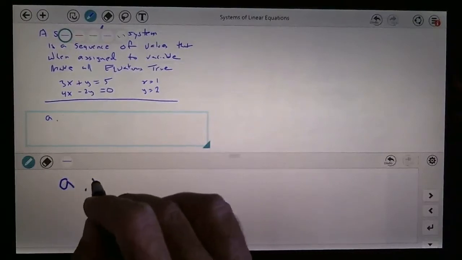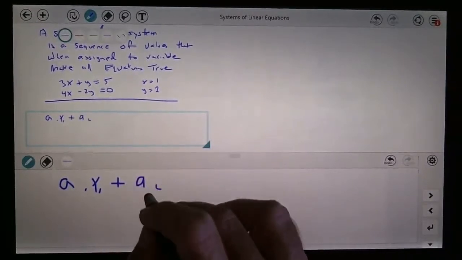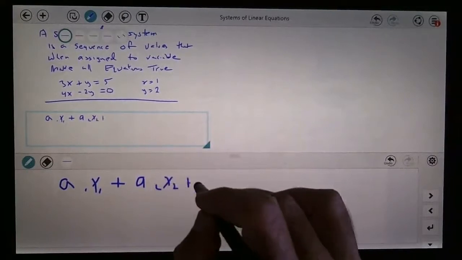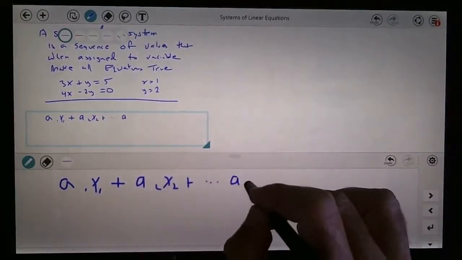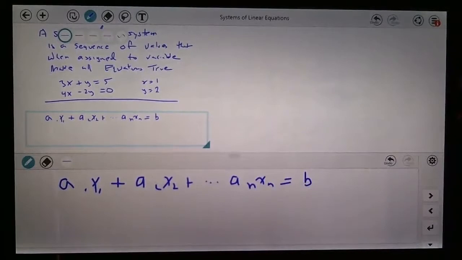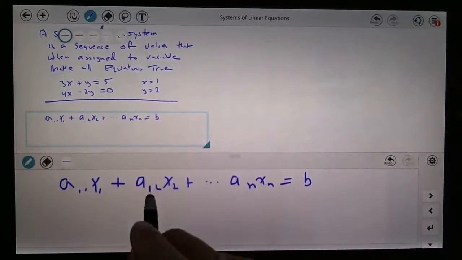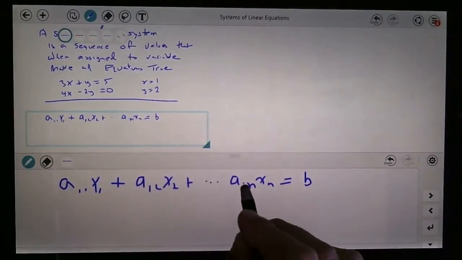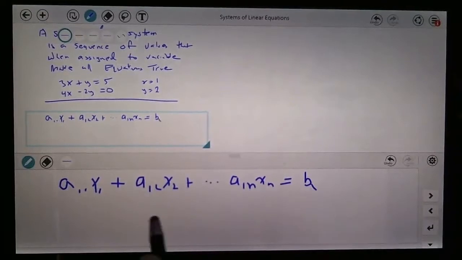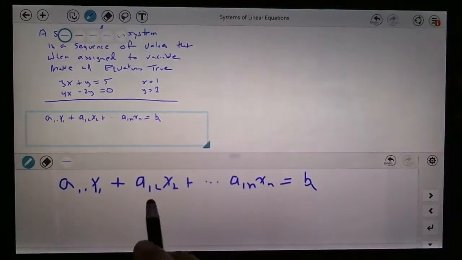So this is a1 x1, and then I'm going to add on plus a2 x2 plus dot dot dot, and the last one would be an xn equals b. Now, this is my first equation, and I'm going to have another equation and maybe another. So I'm going to use what's called a double subscript on these coefficients. So this is going to be a11 x1, a12 x2, a13 x3, up to a1n xn, and then I'll call this b1 on the end. So that's all the first equation, and I've got these subscripts of 1 something, 1 1, 1 2, 1 3, and so on.